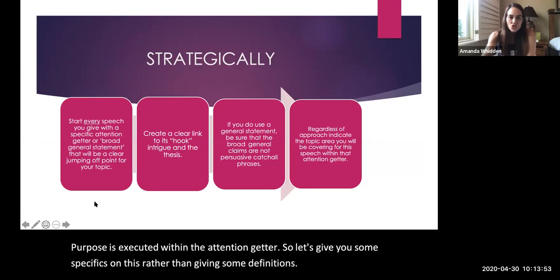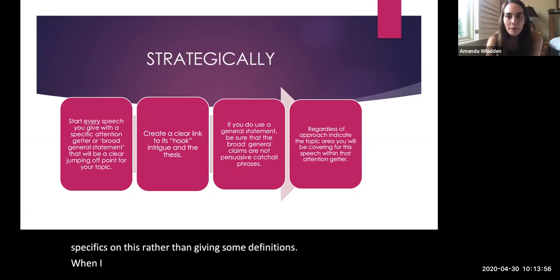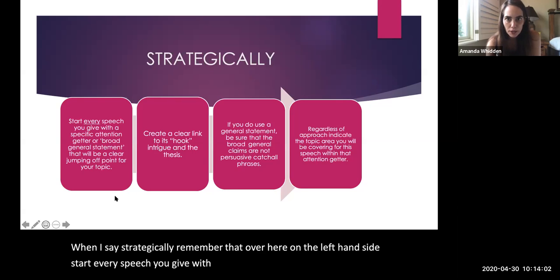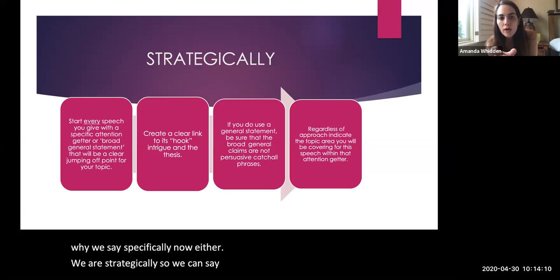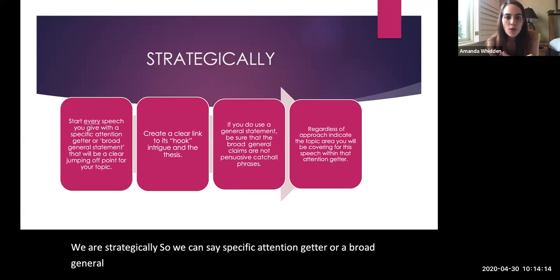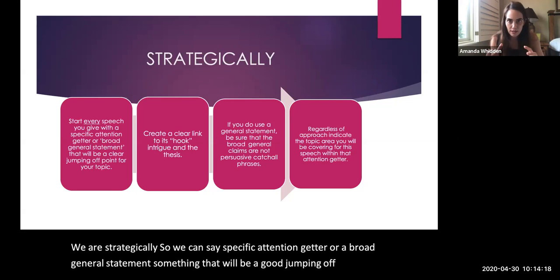So let's give you some specifics on this rather than giving some definitions. When I say strategically, remember that over here on the left-hand side, start every speech you give with a specific attention getter. So that's why we say specifically. Now, either or strategically. So we can say specific attention getter or a broad general statement, something that will be a good jumping off point for your audience.